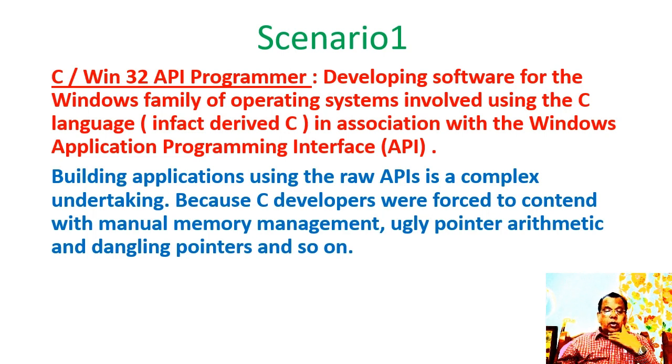Building applications using the raw APIs is a complex undertaking, because C developers were forced to contend with manual memory management, ugly pointer arithmetic, dangling pointers, and so on. Because of all this, it was a very complex task.